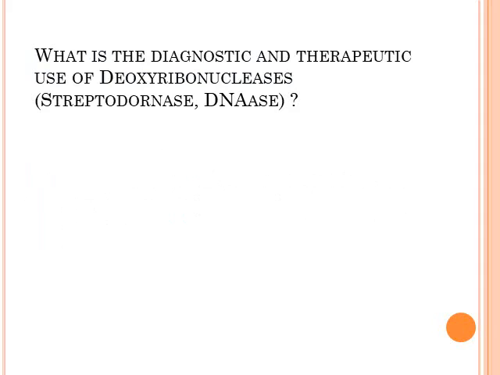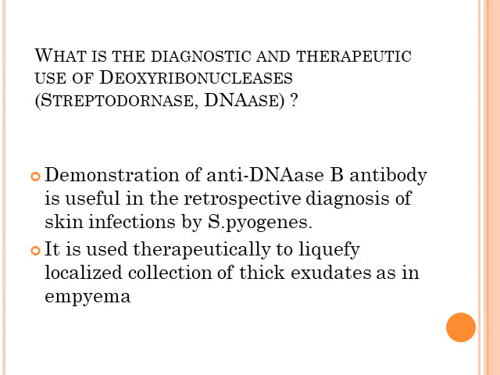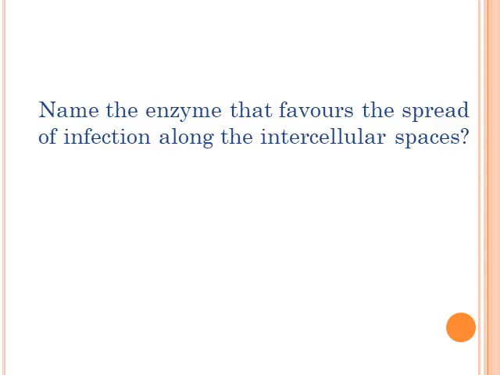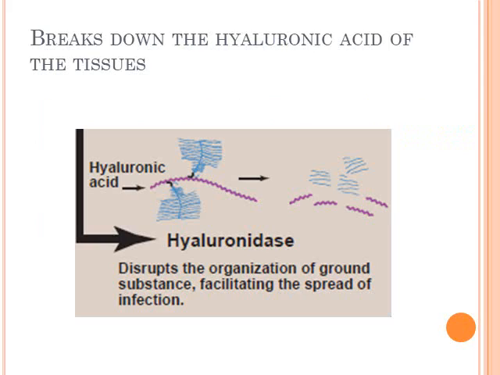So what are the diagnostic and therapeutic uses of these deoxyribonucleases? Demonstration of anti-DNase antibody is useful in the retrospective diagnosis of skin infections caused by Streptococcus pyogenes. It's used therapeutically to liquefy localized collections of thick exudates as in empyema. Name the enzyme that favors the spread of infection along the intercellular spaces. Hyaluronidase. Hyaluronidase disrupts the organization of ground substance, which facilitates the spread of infection.